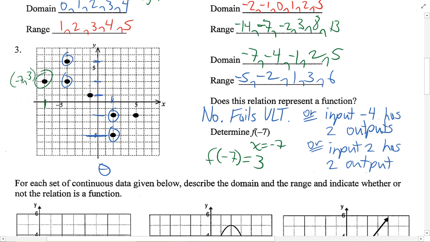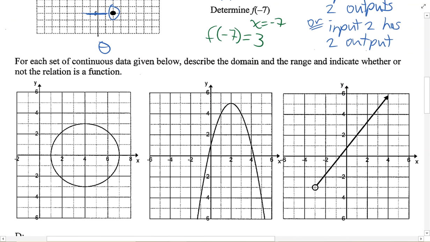Okay, so that is for discrete data points. Now we have continuous data. So for continuous data, you have to use an inequality. And this is where it gets really tricky. So for my domain, my x values start here at 1, and they go continuously right here to 7.